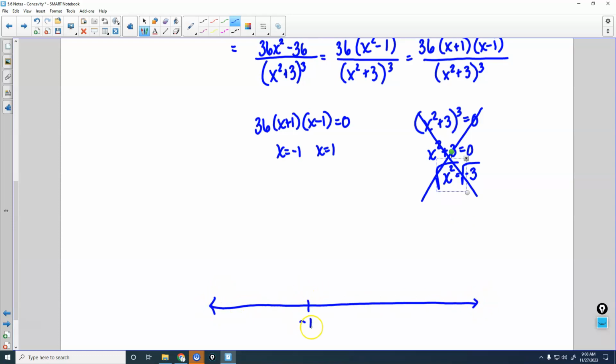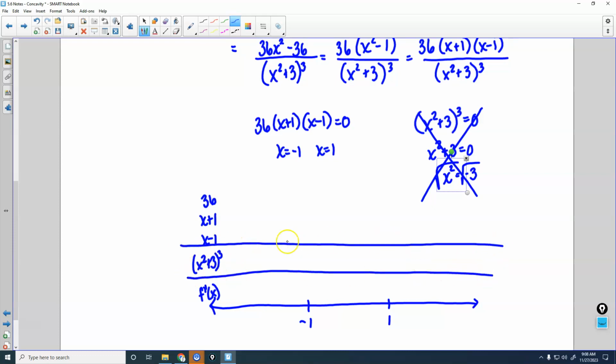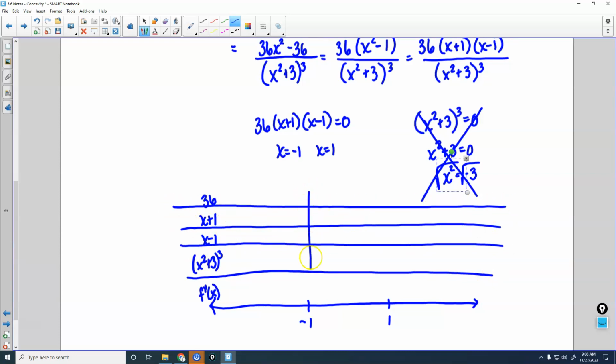We're going to put negative 1 and 1 here on our chart. I am going to make myself a chart. So we got 36, we got x plus 1, we got x minus 1, and we got x squared plus 3 to the third power. I like to split this up into a chart. You don't necessarily have to.